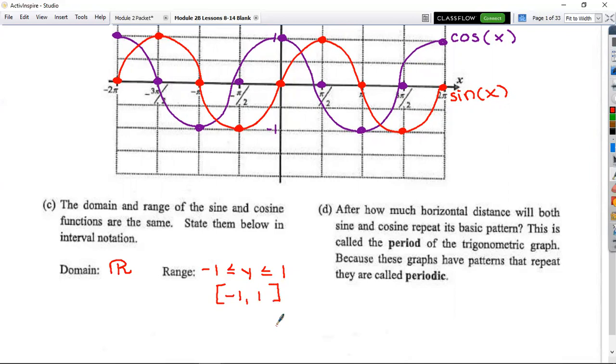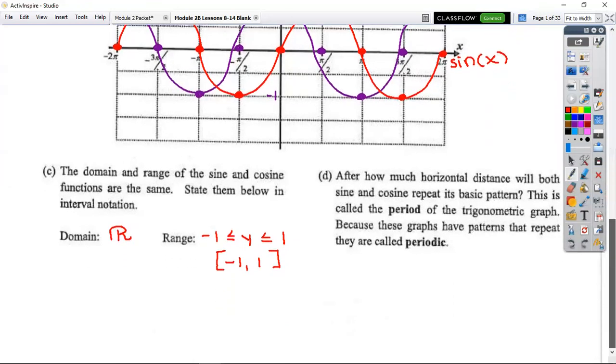Okay, sure you guys remember that. It says, after how much horizontal distance will both the sine and the cosine curve repeat its basic pattern? This is called the period of the trig function. You guys remember what I said? I'm sorry, I already gave that away. 2 pi, yep. So these are periodic in nature. They keep repeating. So 2 pi. So basically every 360 degrees, it repeats the same pattern. And that is formally what we call the period of a trig graph. So it's just a vocabulary term.